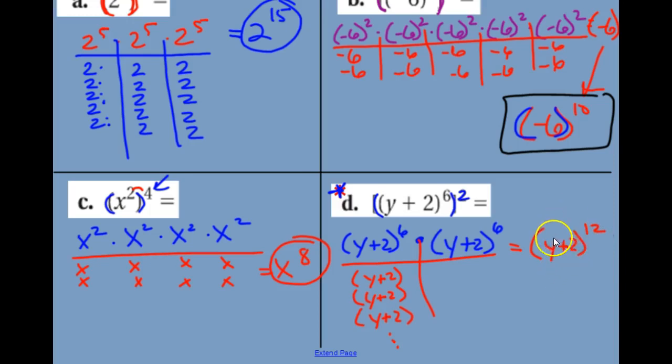We cannot simplify this anymore because there's a plus in the middle there. If it was a multiplication, then we could simplify, but whenever you have addition or subtraction there, you can't simplify that any further. Okay? You could not do y to the 12th plus 2 to the 12th. We are just going to leave it as y plus 2 to the power of 12. If you have questions about that one, let me know.